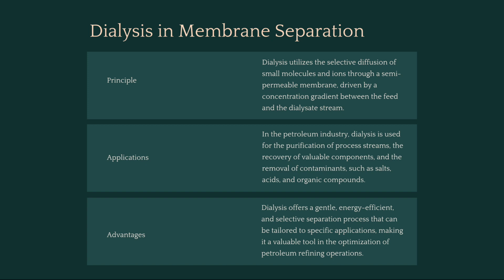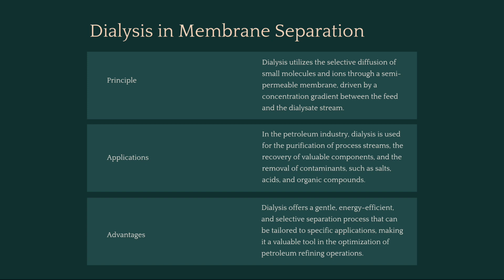Specifically, dialysis is used to remove salts, acids, and organic compounds from petroleum mixtures. The process involves placing the petroleum stream on one side of the membrane, allowing unwanted small molecules to diffuse through the membrane into a dialysate solution, thereby separating them from larger, valuable hydrocarbons. This technique enhances the quality of the petroleum products by reducing impurities, increases the efficiency of downstream processing, and ensures compliance with environmental regulations by minimizing the release of harmful substances.